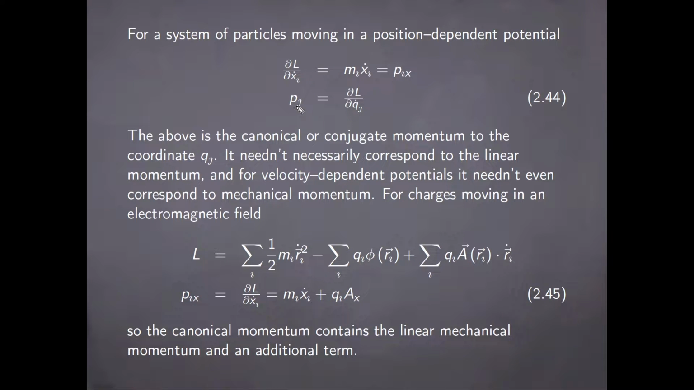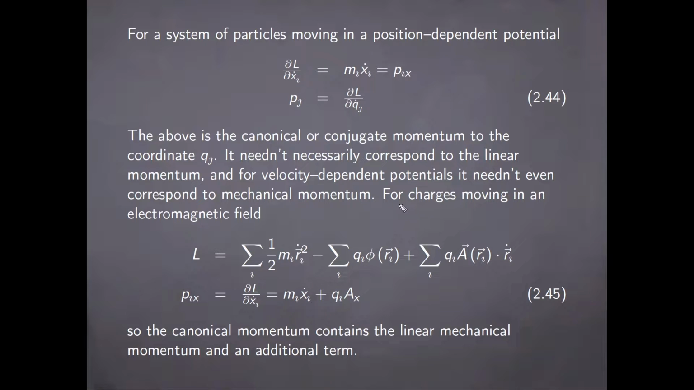Now, in general, we are going to define by p_j the partial derivative of the Lagrangian with respect to the generalized velocity q̇_j. And this is the canonical or conjugate momentum to the coordinate qj. This momentum needn't necessarily correspond to the linear momentum, and for velocity-dependent potentials, it needn't even correspond to mechanical momentum.